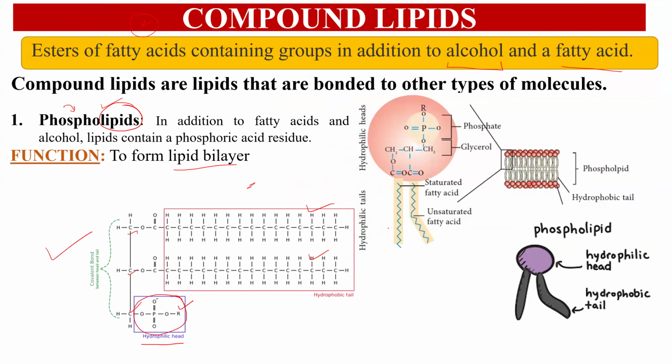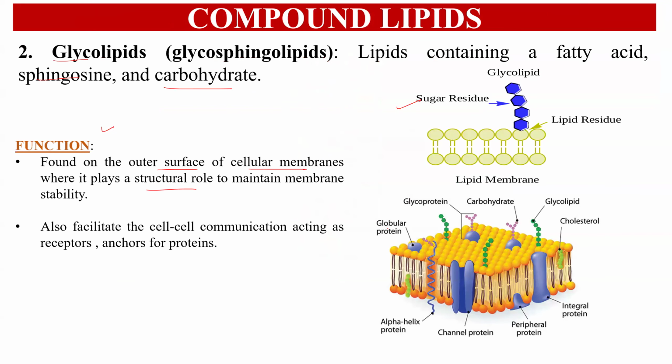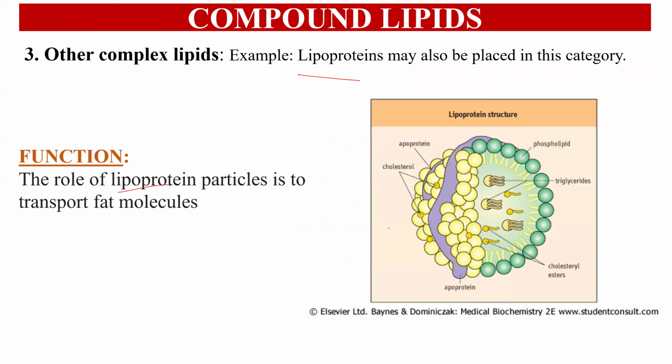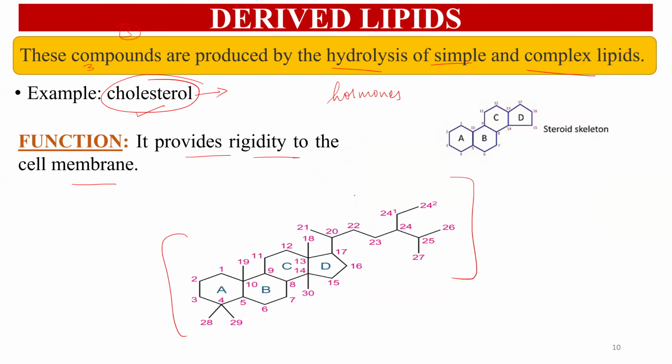Then we saw the compound lipids, which means that other than the alcohol and the fatty acid, there is going to be another type of group present. For example, phospholipids, in which phosphate is present. That is an important part of the lipid bilayer. Then we saw glycolipids, in which carbohydrate will be present apart from the alcohol and the fatty acid. Then we saw lipoproteins, which means that other than the lipids, there will be proteins attached.